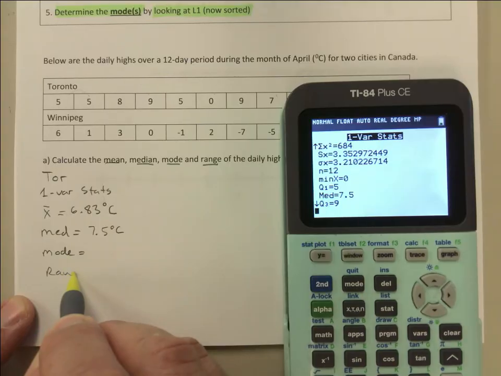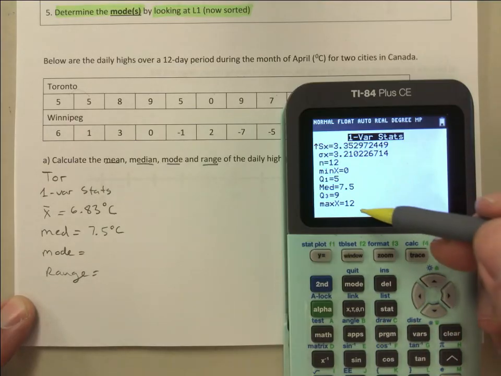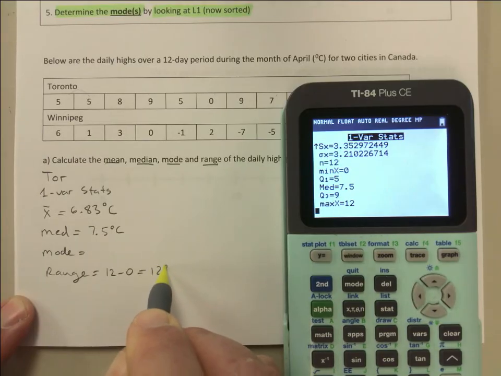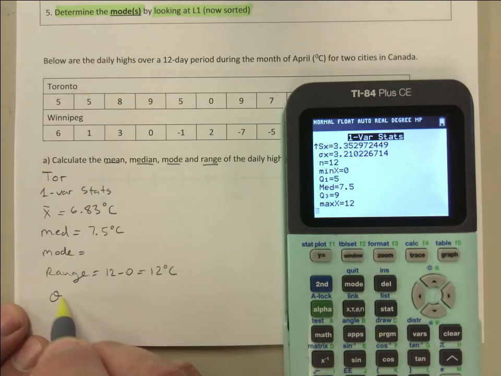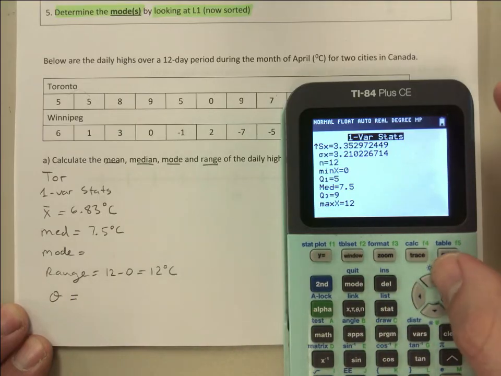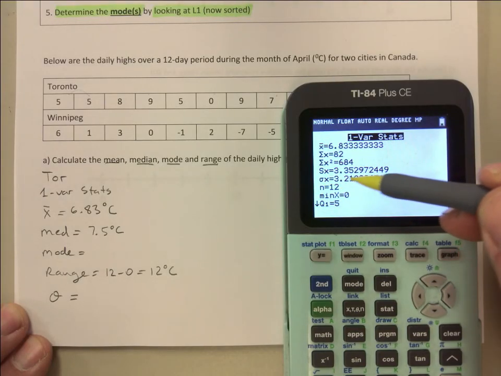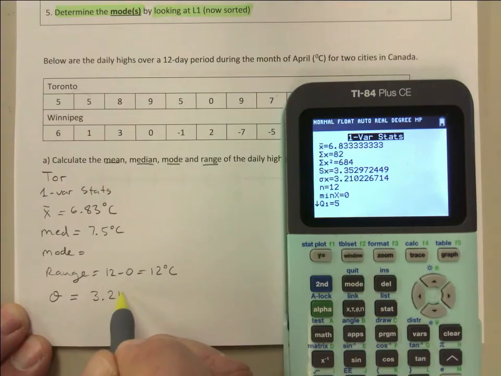Range. For the range, watch what I do here. I just go max minus min. So 12 minus 0, so that's just 12 degrees Celsius. There's a range of 12 degrees for these 12 days in Toronto. And standard deviation, let's not forget about that one. Standard deviation, if you're wondering, is not Sx, but the sigma x, right? 3.21. And that's degrees Celsius.